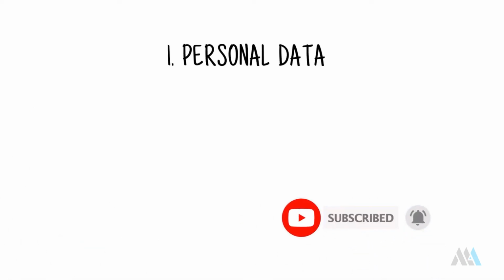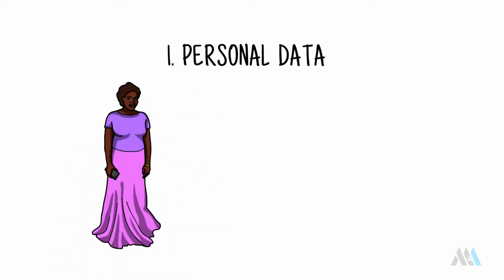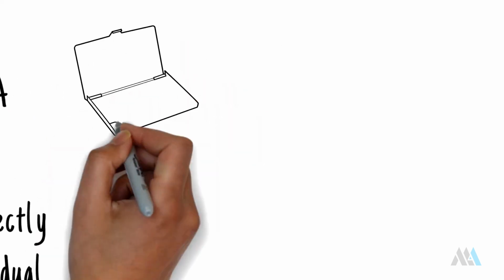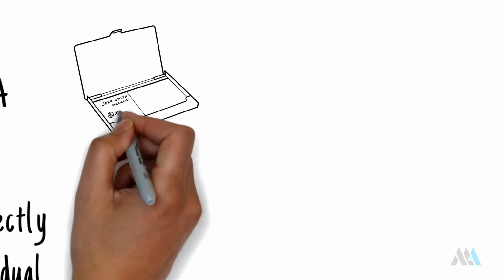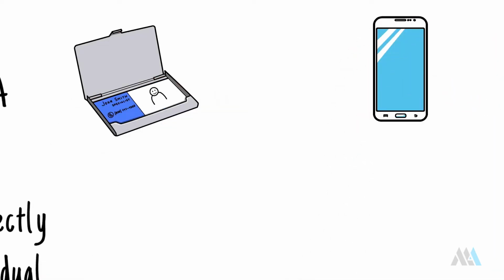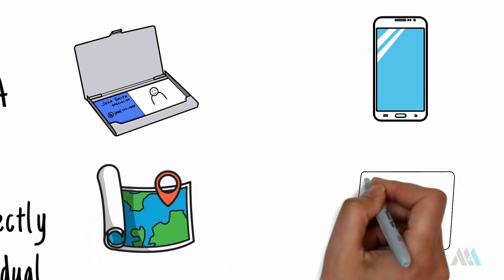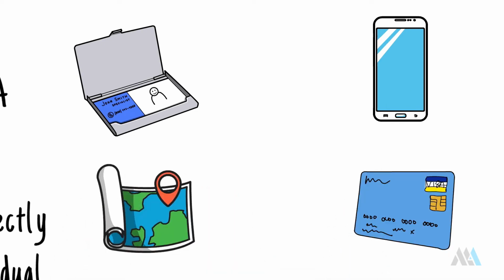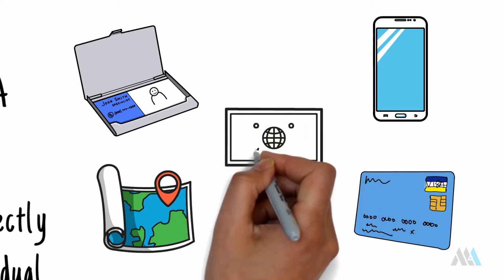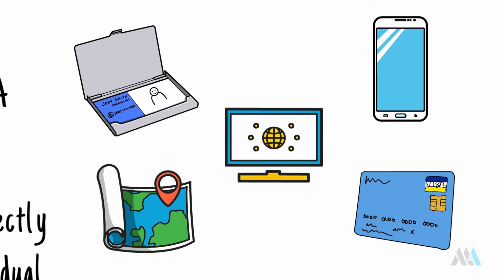The first term is personal data. This is any information that can be used to directly or indirectly identify an individual. Examples of personal data include names and identification numbers, contact numbers and addresses, location information including residential and physical addresses, financial information such as bank account and credit card details, online identifiers such as cookies and similar web tags like IP addresses and GPS coordinates.